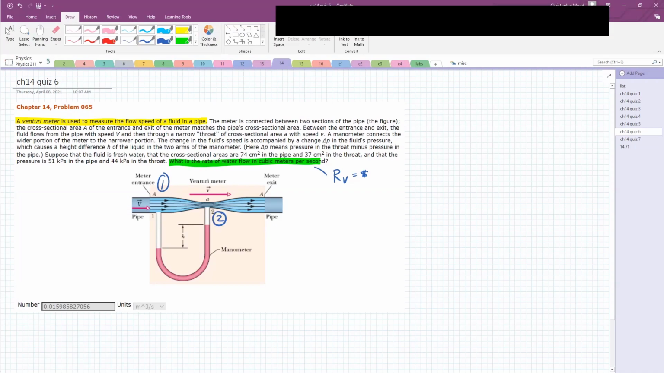And I have a whole lot of information. I better do the read through here. The meter is connected between two sections of pipe where we know the cross-sectional area A of the entrance and exit. Between the entrance and exit, the fluid flows from the pipe with speed V and then through the narrow throat with a speed little v. A manometer, this is the manometer.